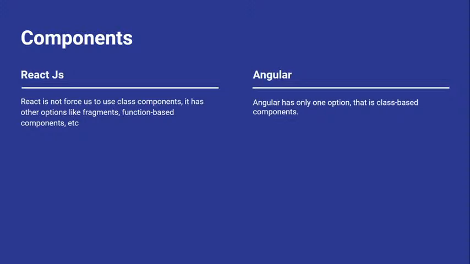So in React.js, React is not forced to use class components because in React.js we have a lot of elements, a lot of particles. We have class components, functional components, and fragments, etc. But in Angular, whenever you are creating a new component, you should use a class component. You can't create a functional component. That is not the worst thing, but that is also a key point why React.js is easy to use for all developers.